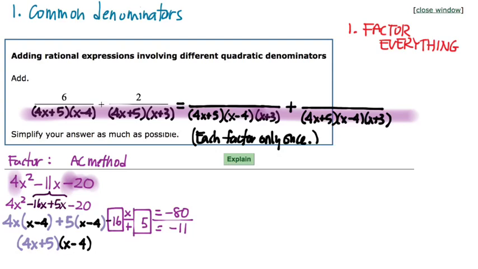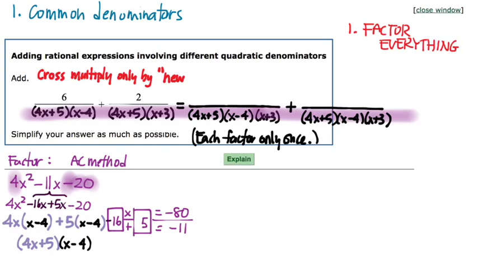If we were doing this the same way we did the last problem, we would multiply the numerator of the first by the denominator of the second. The problem with that is that we've already accounted for the 4x plus 5 in my first fraction. So I shouldn't multiply by 4x plus 5 again in my second fraction. So when I do my cross multiplication, I want to cross multiply only by new factors.